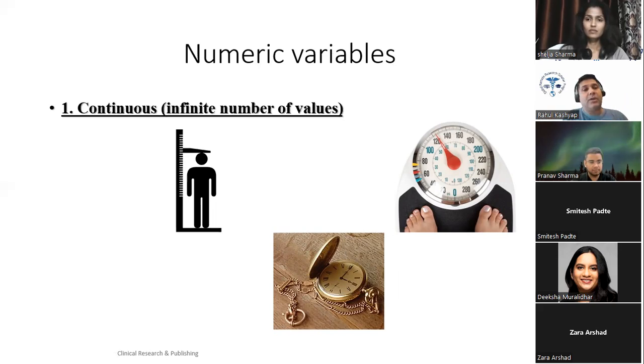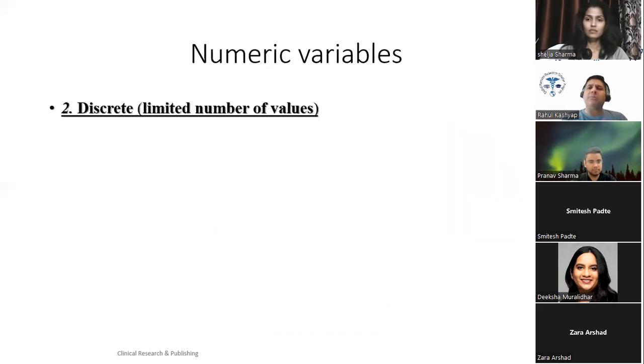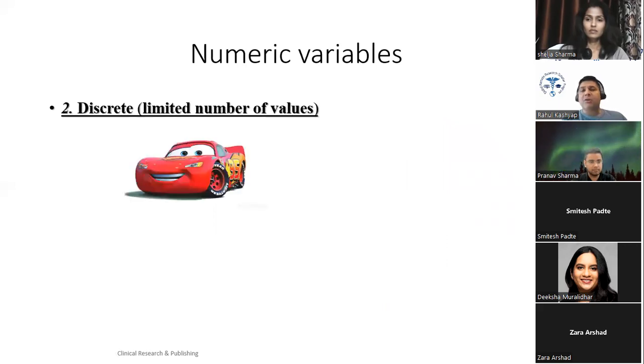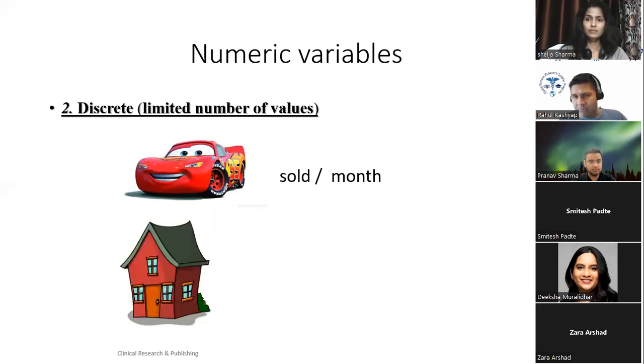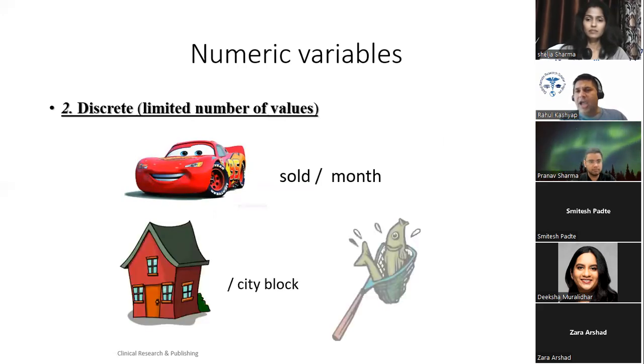95% of the time you'll be using this value as well. Discrete values are a limited number of values, and I'll give you an example of why it doesn't make sense in our field. So, number of cars sold per month, number of houses per city block in America, and number of fish caught during each fishing trip.